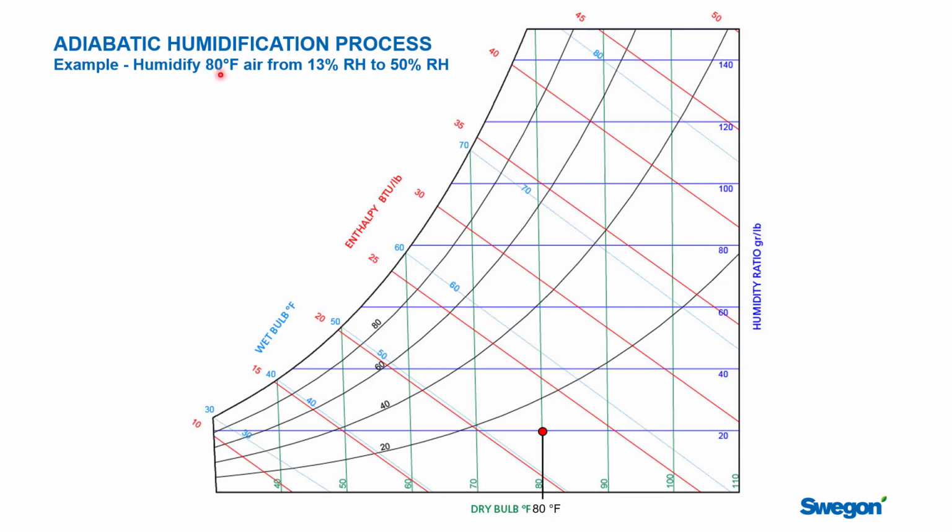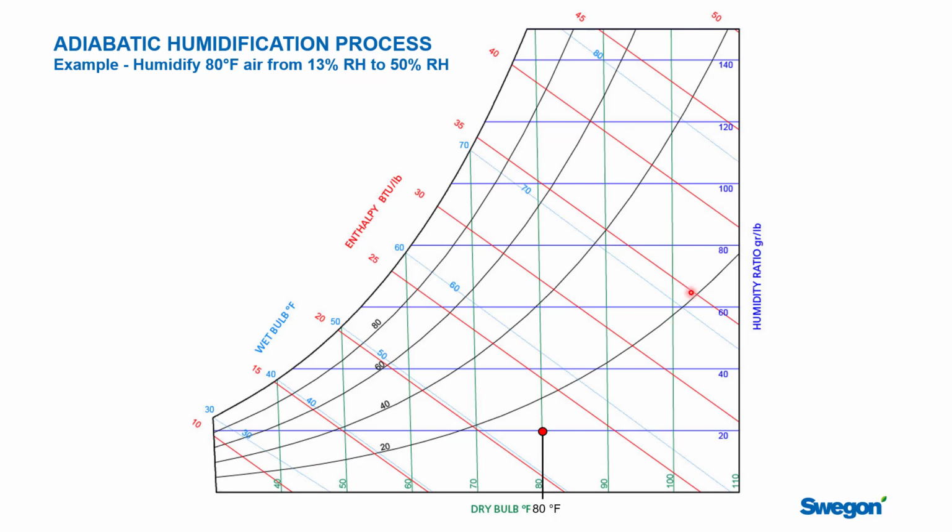So our starting point is 80 degrees and 13% RH. These green vertical lines represent our dry bulb conditions, which is what the 80 degrees references. You can see they're vertical lines, and here's 70, here's 80, here's 90. We want to be on 80, so we're somewhere on this line here. And then we're told that our starting point is 13% RH, or relative humidity.